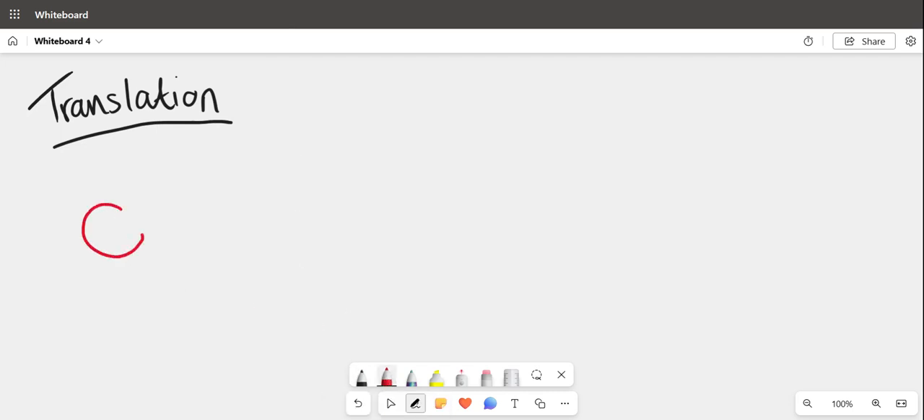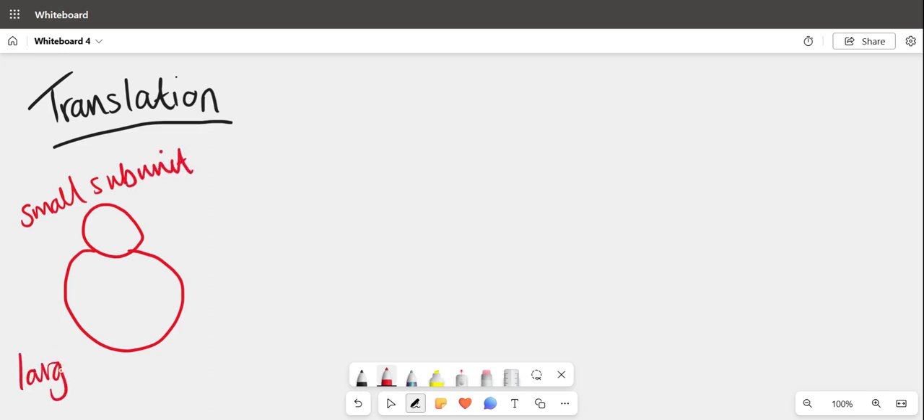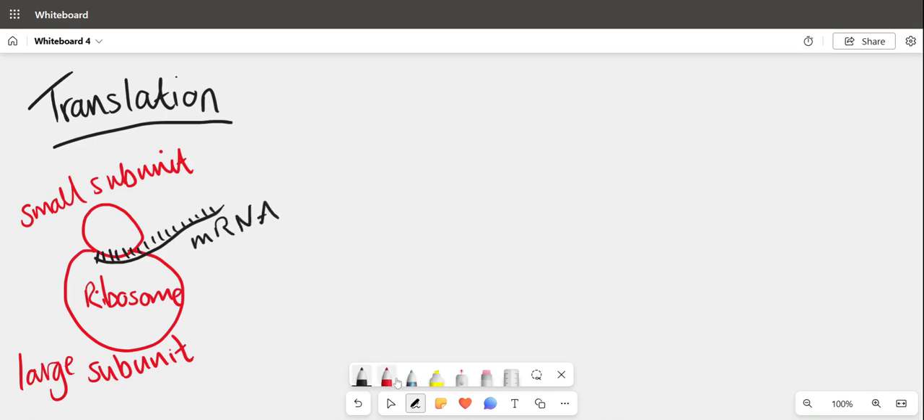So a ribosome looks a little bit like this. It looks a little bit like a snowman because it's got a small subunit, just like the head, and a large subunit, which is like the body. Okay, and this is our ribosome. You might remember that eukaryotes have 80S ribosomes and prokaryotes have 70S ribosomes. So the first thing that's going to happen is that our mRNA molecule that we've just made is going to bind on to the ribosome. So here's our single-stranded small molecule of mRNA.